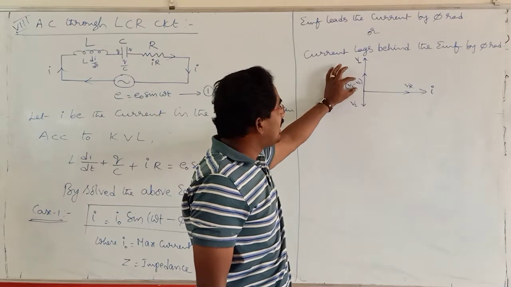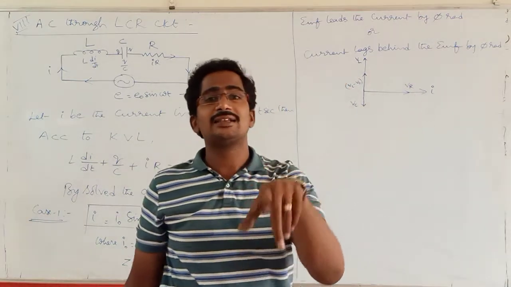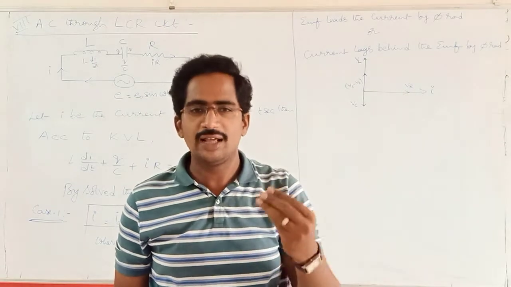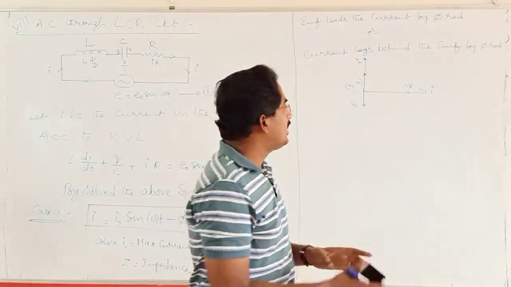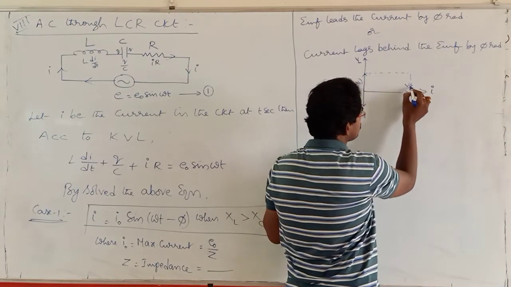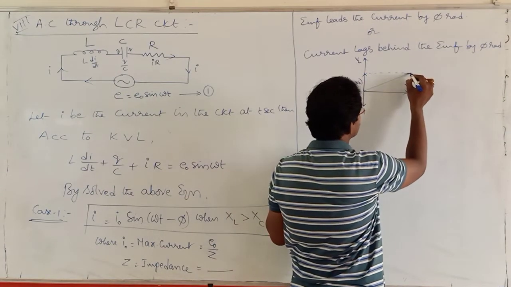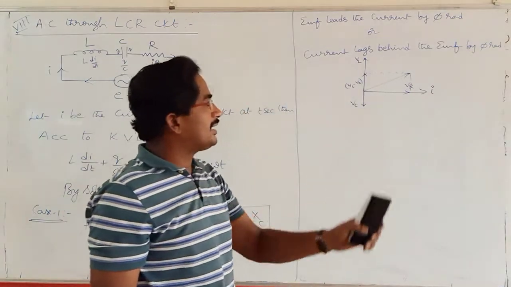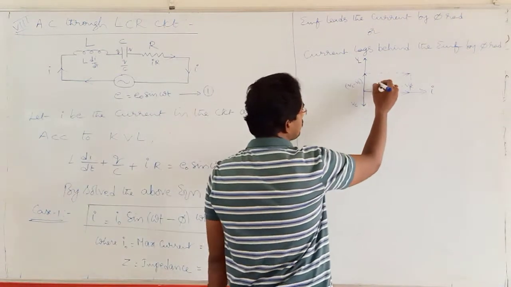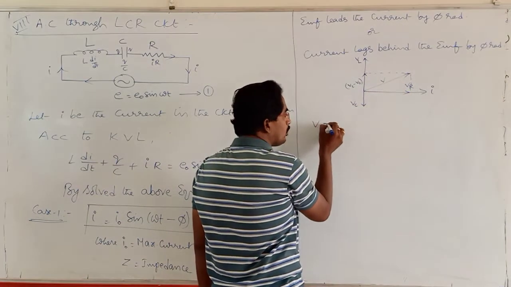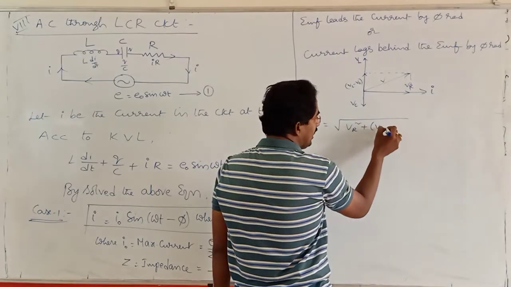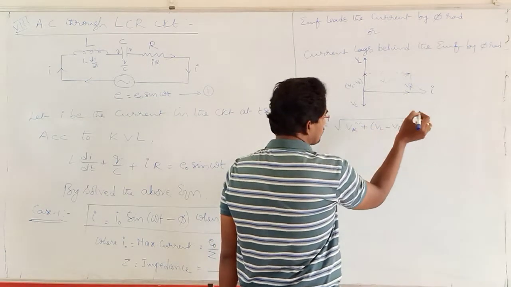For this resultant and VR, what will the resultant direction be? The final RMS value of potential. The net potential difference will be in this direction. That is the direction of net potential difference, V, where V equals root over VR square plus (VL minus VC) whole square.